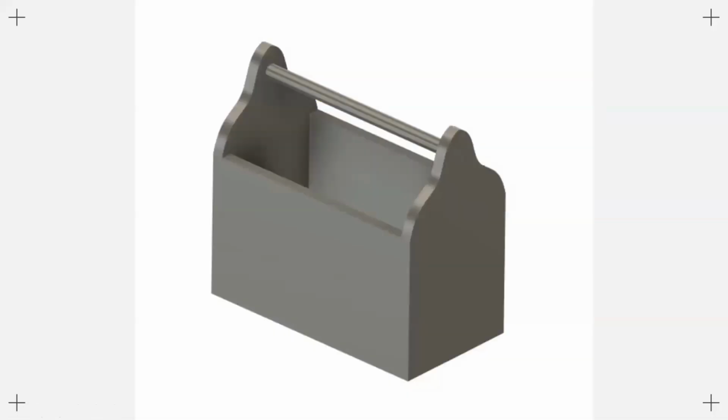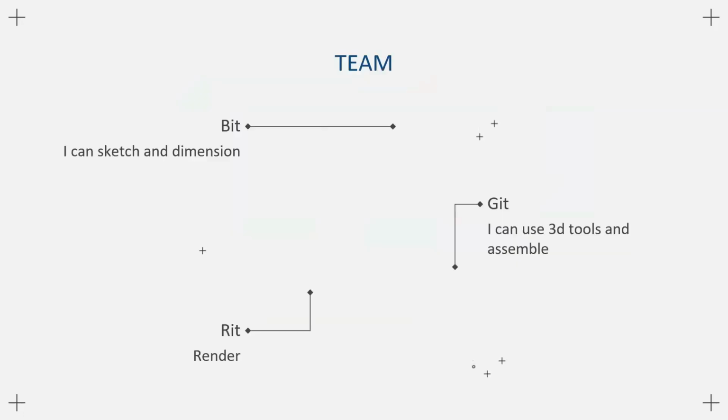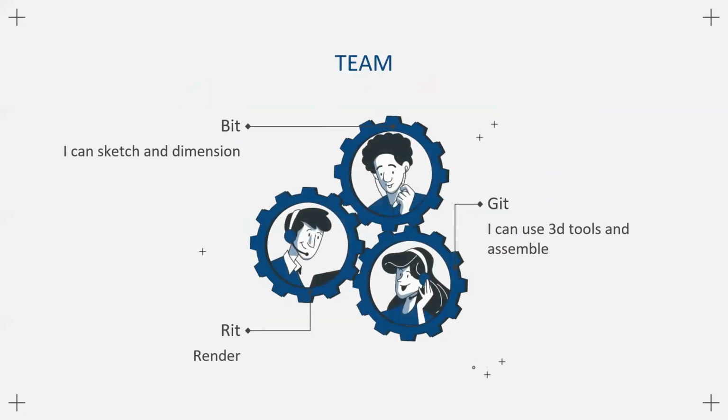So we know that the tool kit is ready, but definitely it's looking very boring, right? So we can add colors to it, textures to it, and also create photorealistic images in Fusion 360. This module of Fusion 360 is called the render module. Now Bit is very good at sketching and dimensioning. Git is very good at using the 3D tools, but they have another friend called Rit who will be helping them with render. So they all thought of teaming up.